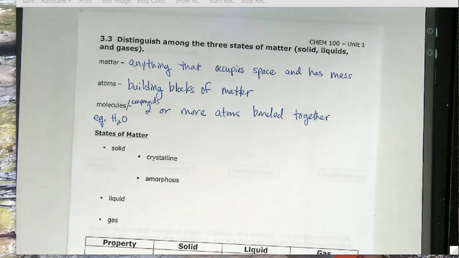Okay, so we have 3 states of matter that we're going to talk about. There are other states of matter that we don't get into in this class. In your other chemistry classes you may get into more of the gel and the sol.